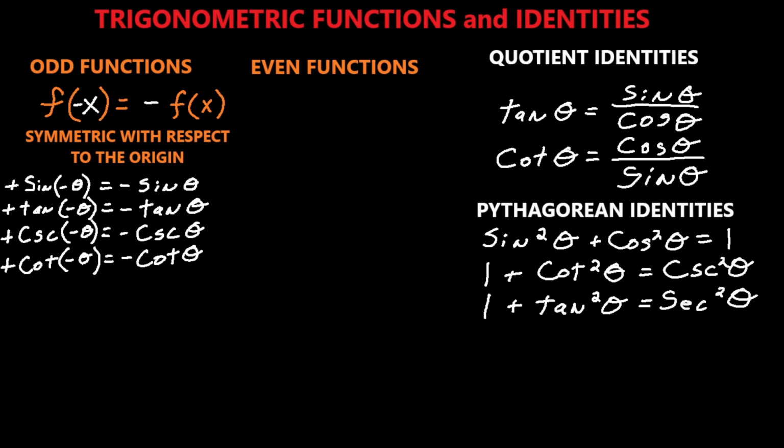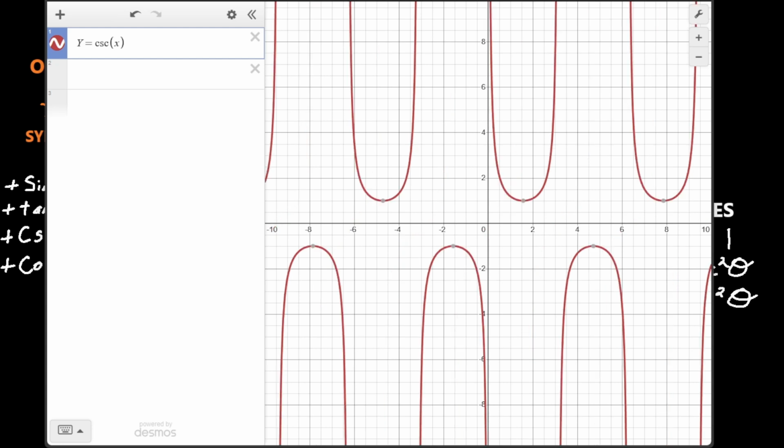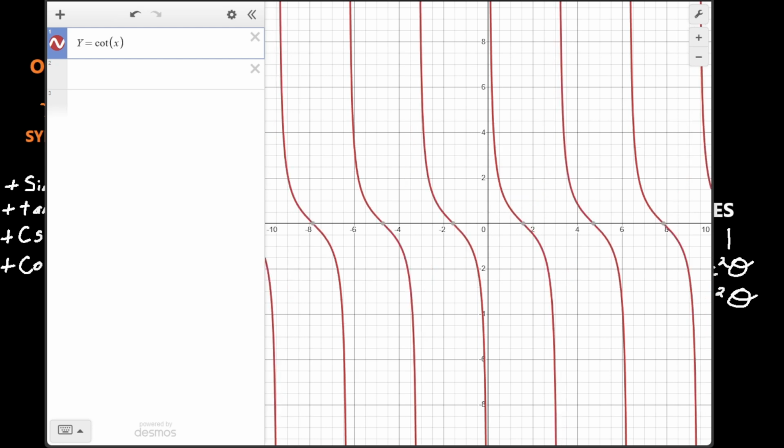The other three odd functions would be tangent, cosecant, and cotangent. Here we can see tangent theta passes again through the origin. Here we have cosecant, and cosecant is symmetrical with respect to the origin again. And finally, cotangent is symmetrical about the origin also.